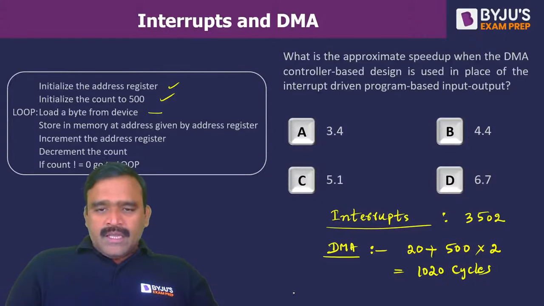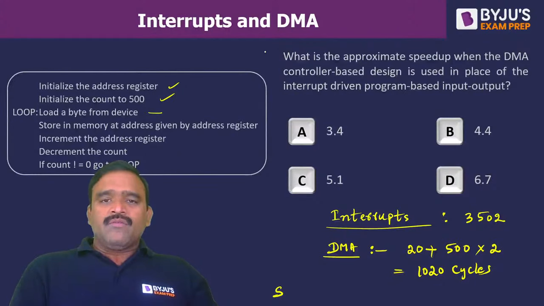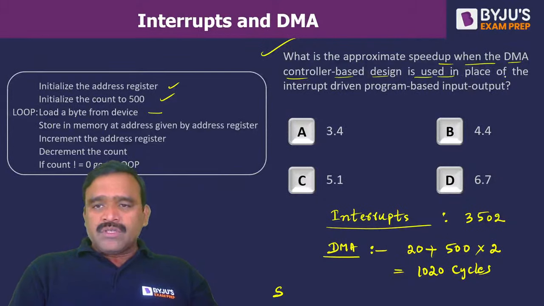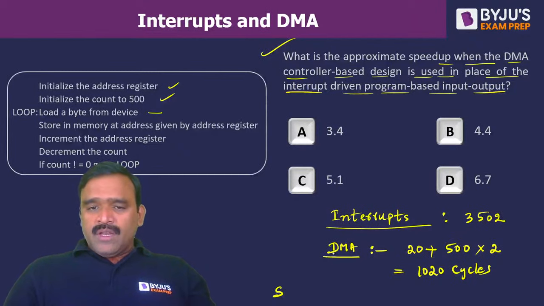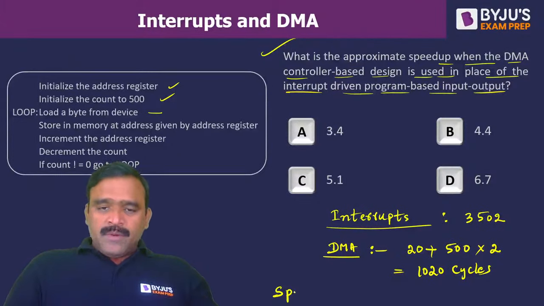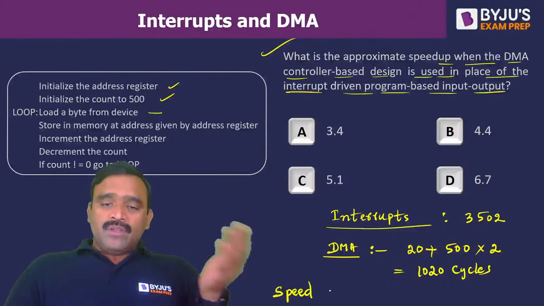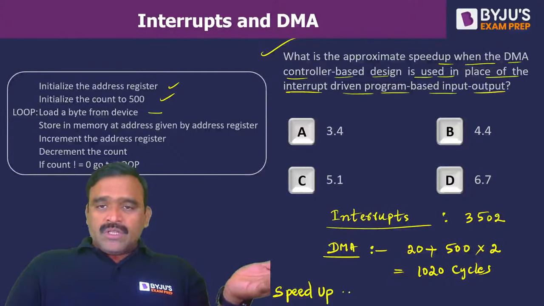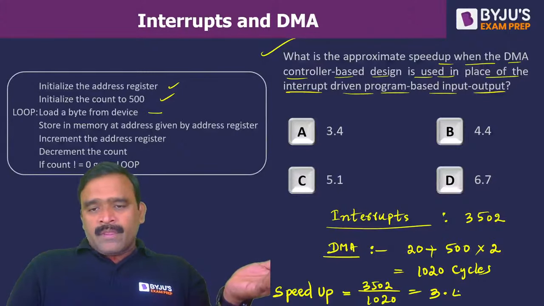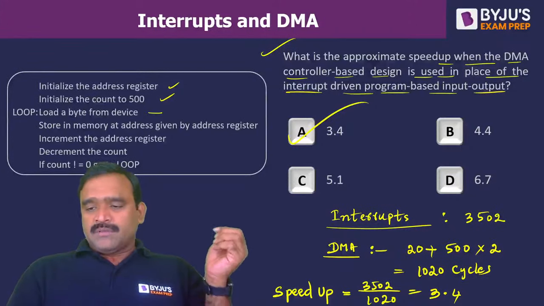Now, what is the speed up? They are asking what is the approximate speed up when the DMA controller based design is used in place of the interrupt driven program based input output. Can anybody answer here? Definitely DMA is faster. How much faster is the DMA when compared to the interrupts? That is what the speed up is. So the speed up factor is 3502 divided by 1020. You will get 3.4. Option A is the right option.